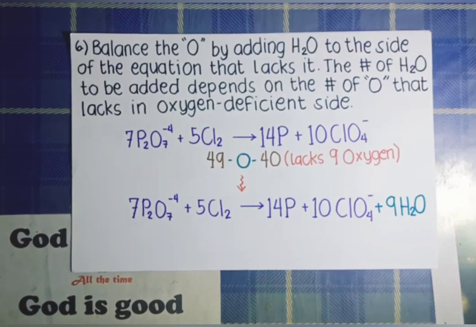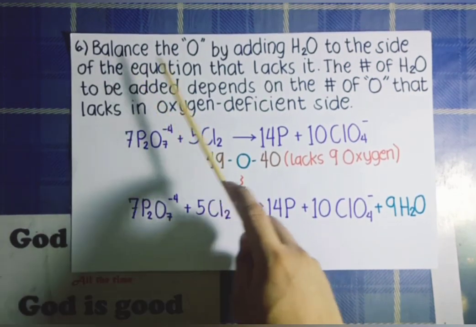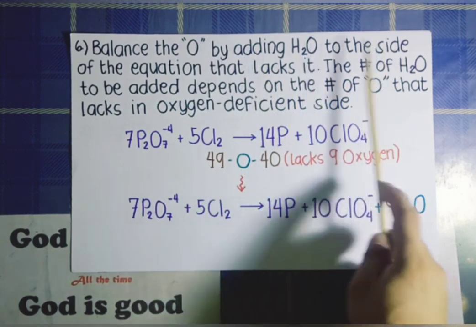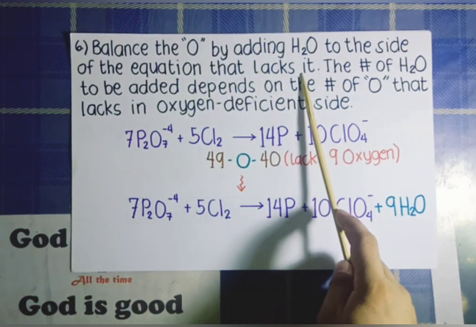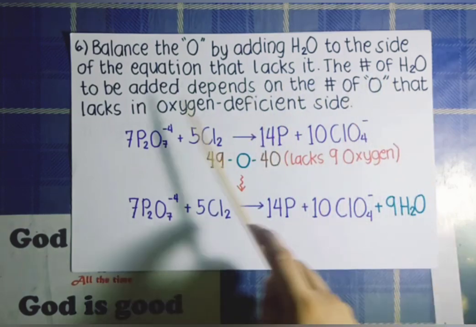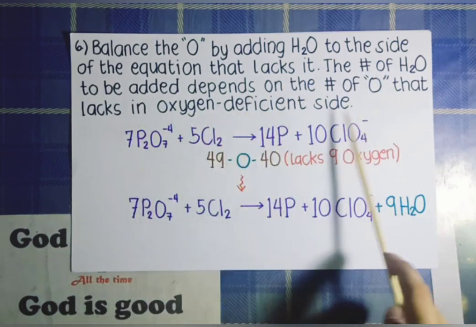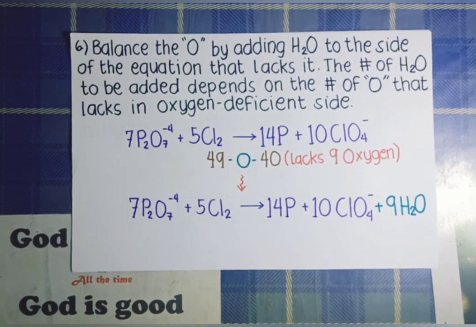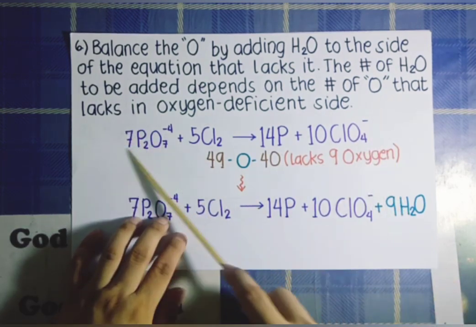Now, the next thing that we are going to do is to balance the oxygen by adding water to the side of the equation that lacks it. The number of water to be added depends on the number of oxygen that lacks in the oxygen deficient side. So let's go back to our prior equation. This is actually our prior equation.